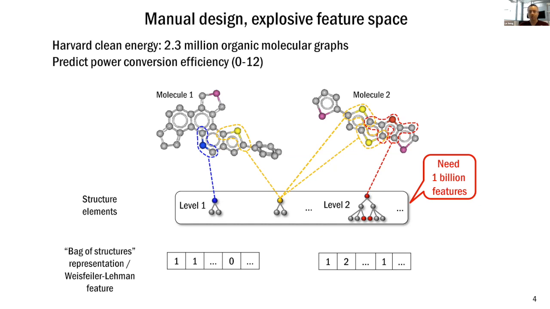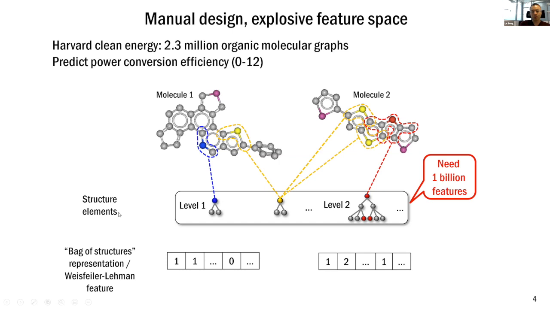So these 2.3 million data points are already collected or computed. Each one of these molecules is associated with a number between 0 and 12 corresponding to the efficiency of converting sunlight to energy. In order to build a machine learning model to predict the efficiency of an individual molecule, you have to design a set of features.